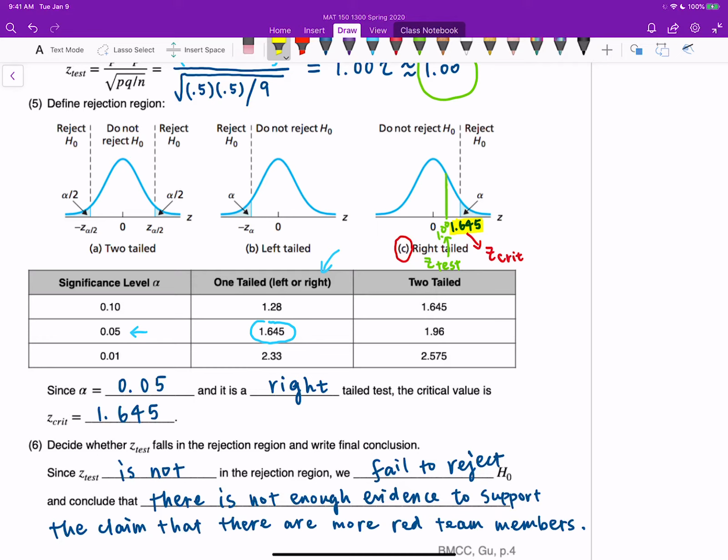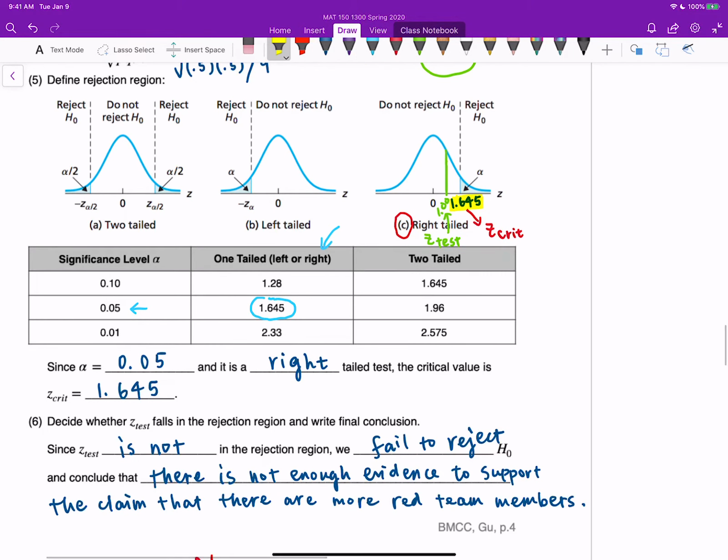And then we highlight the test statistic, which is 1.00. Since 1.00 is less than 1.645, your green little bar is going to be to the left of 1.645. And you can mark that as your z-test. And then once we have this graph, we're going to make a decision. Since our test statistic, which is the green part, is outside the rejection region, the blue region, we fail to reject the null hypothesis and conclude that there is not sufficient evidence to support the claim that there are more red team members.